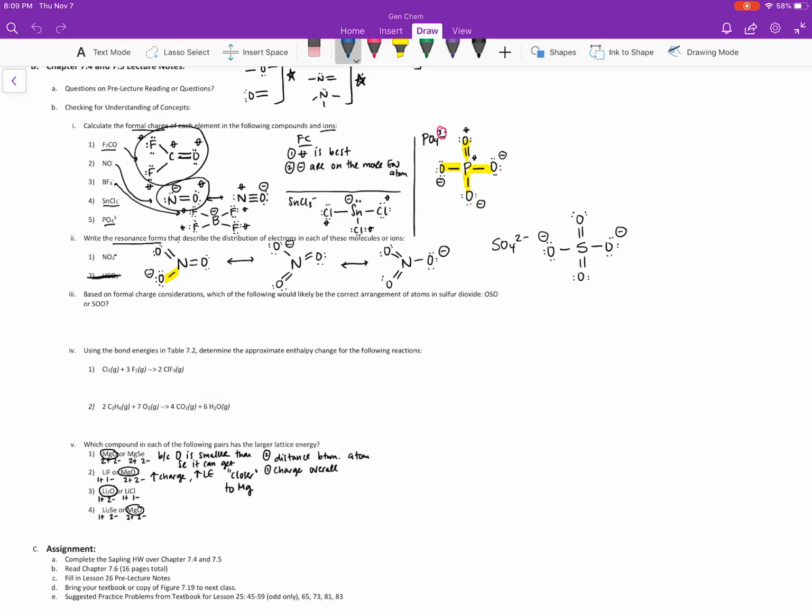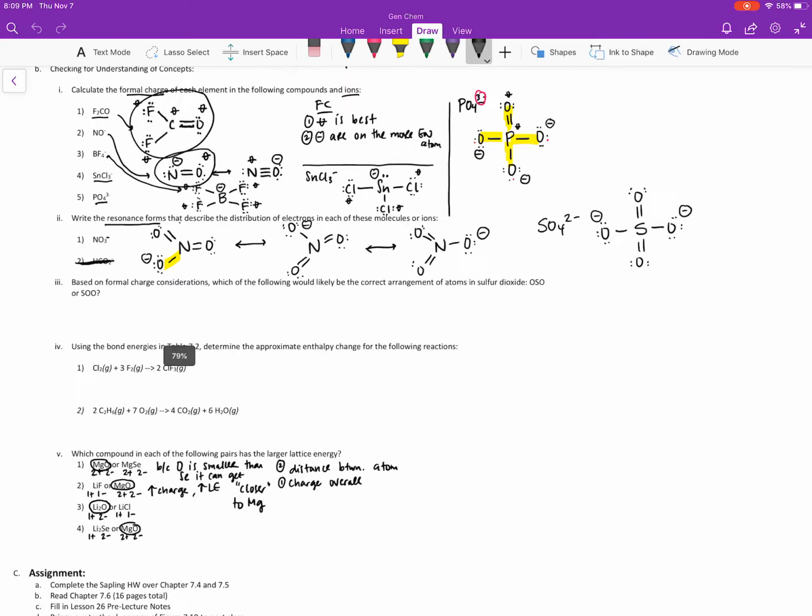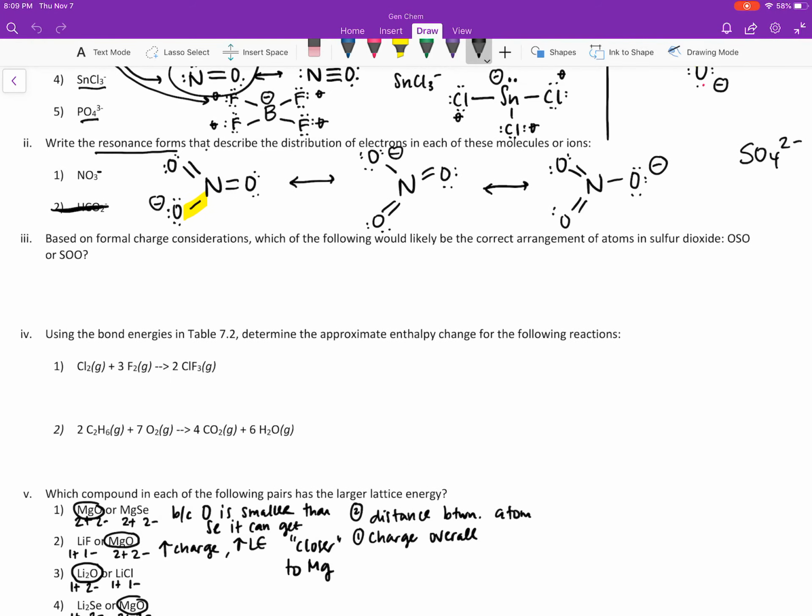So the first one is, based on formal charge considerations, which of the following would likely be the correct structure of atoms in sulfur dioxide? And we have two different arrangements, either a sulfur at the center or oxygen at the center. Both oxygen and sulfur want 6 valence electrons. I have 3, which gives me 18 total.